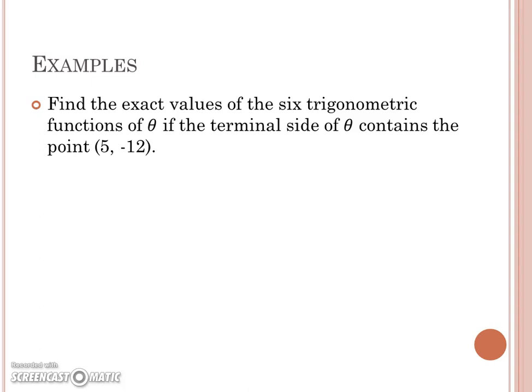We have the coordinate point 5, -12, so we're going to graph that. We draw a right triangle. We went 5 to the right, down 12. We're going to square both those numbers, add them together, and take the square root to get the radius, which is 13.